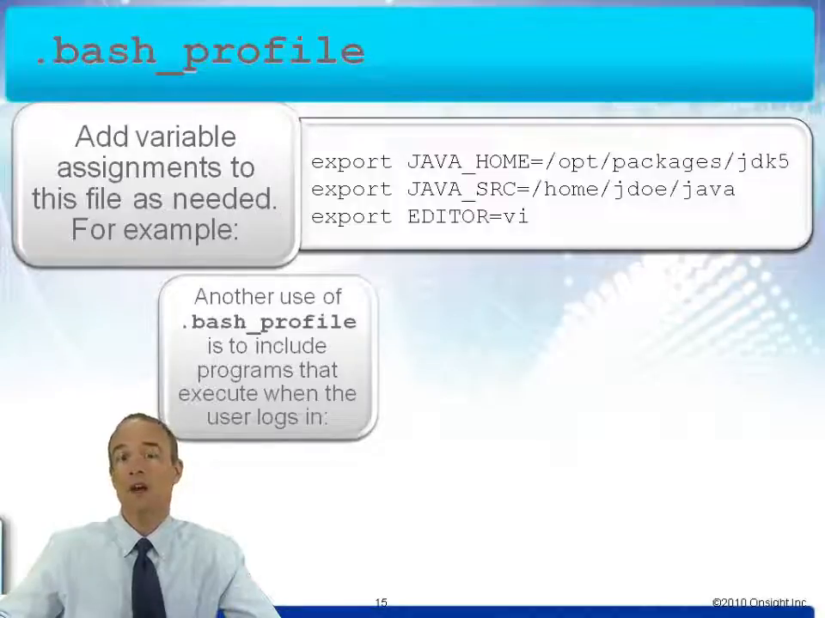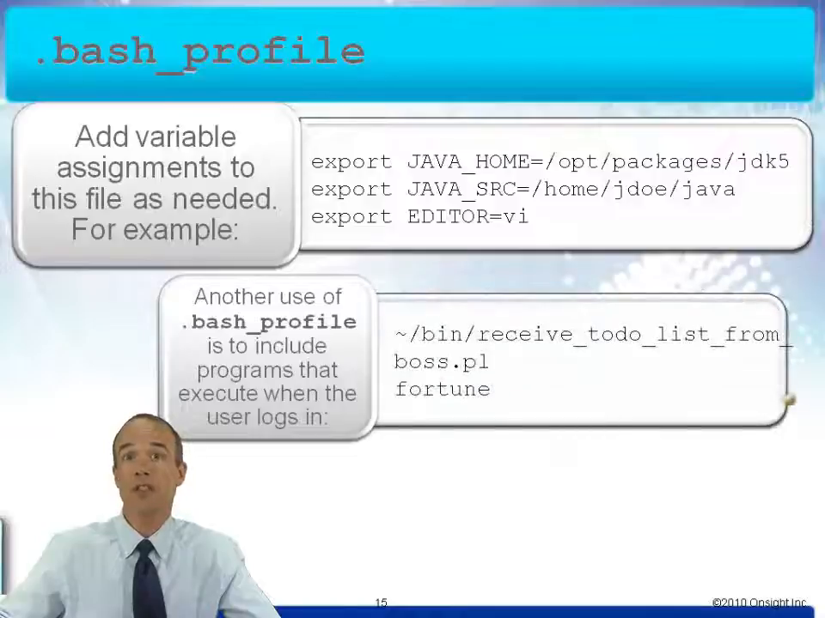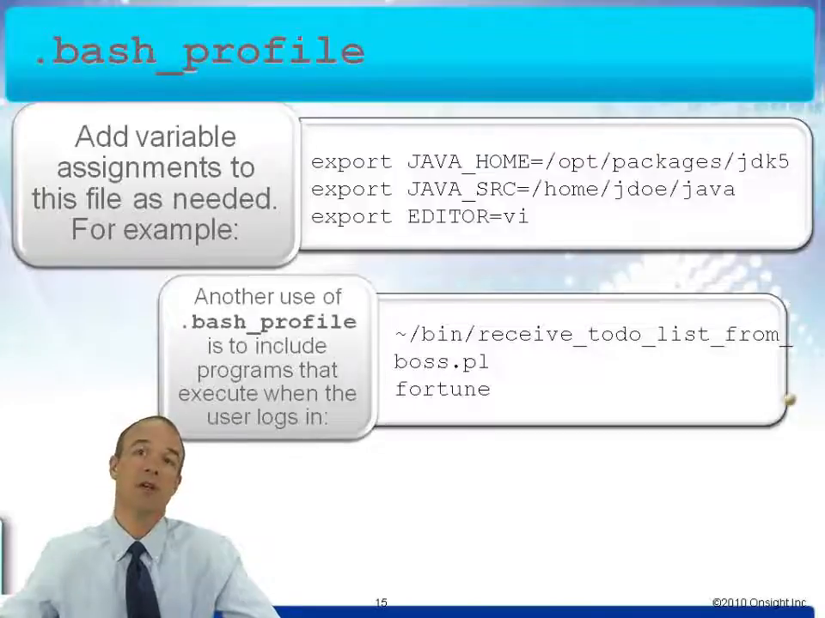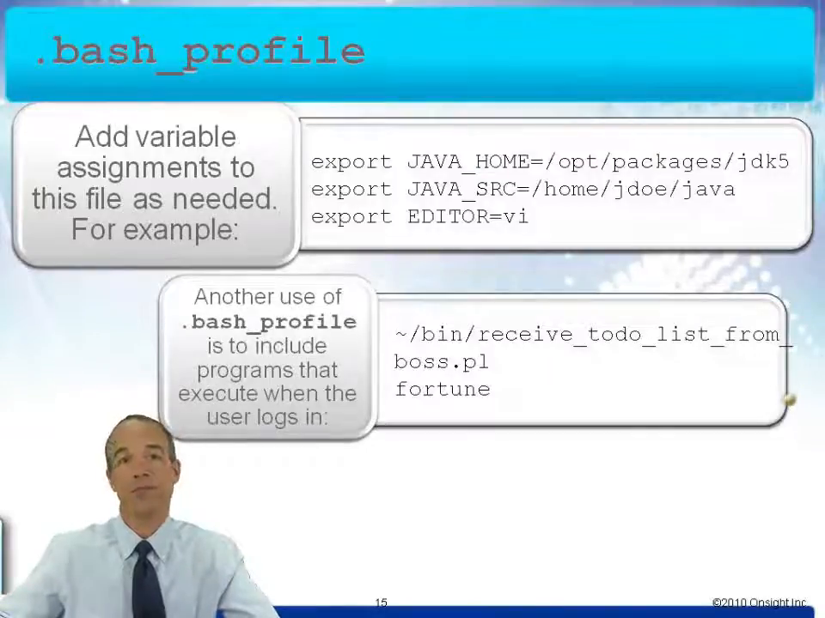Another use of bash profiles is to include programs that execute when the user logs in. Like for instance, this executes a program in my bin directory, in my home directory. It executes the receive to-do list from boss program, and then it executes fortune. Fortune is a famous program that shows your fortune for the day. So every time you log in, it would execute those two programs because they exist in your bash profile.